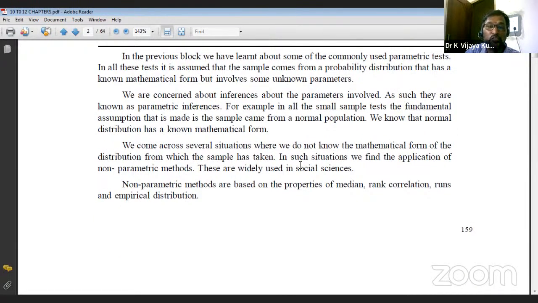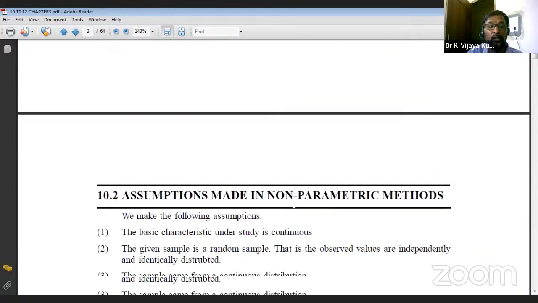We come across several situations where we do not know the mathematical form of the distribution from which the sample has been taken. In such situations, we find the application of non-parametric methods. These are widely used in social sciences. Non-parametric methods are based on the properties of median, rank correlation, range, and empirical distribution.